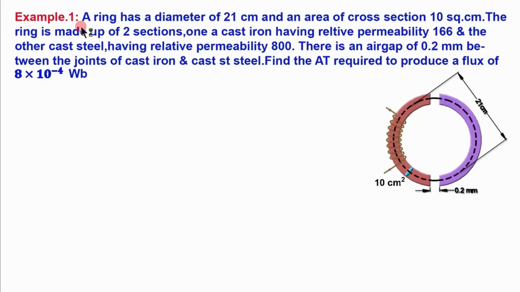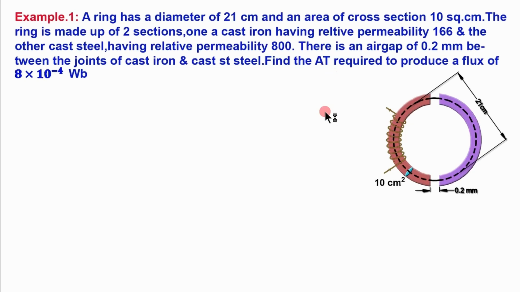Now we will try to solve some examples of series magnetic circuits. In this example, a ring of diameter 21 centimeter, having area of cross section 10 centimeter square, is given. This ring is made up of two sections. One is a cast iron having relative permeability 166 and the other cast steel having relative permeability 800. There is an air gap of 0.2 mm between the joints of cast iron and cast steel.